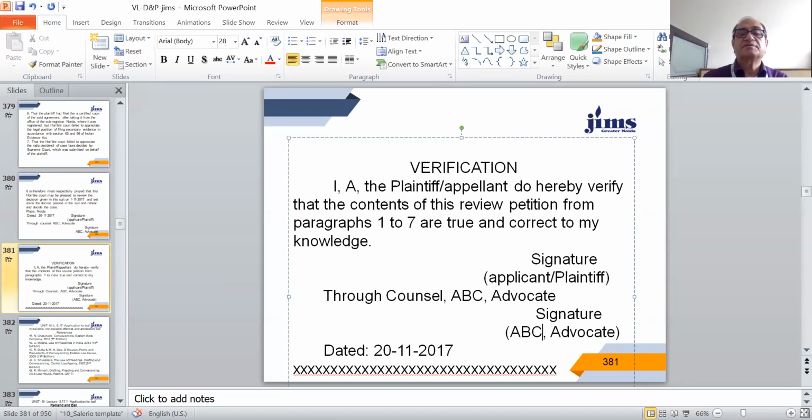So dear students, this is how we have learned the grounds of review petition as well as drafting of a review petition, in which we have drafted the grounds of review also.